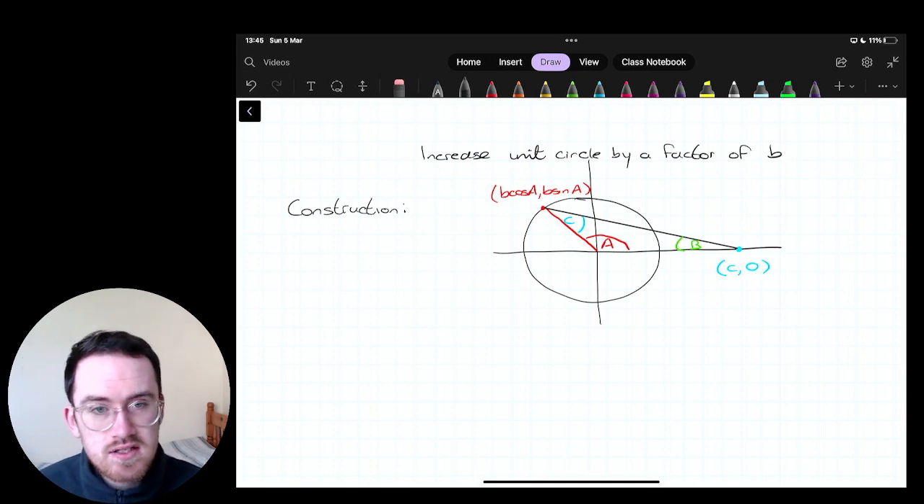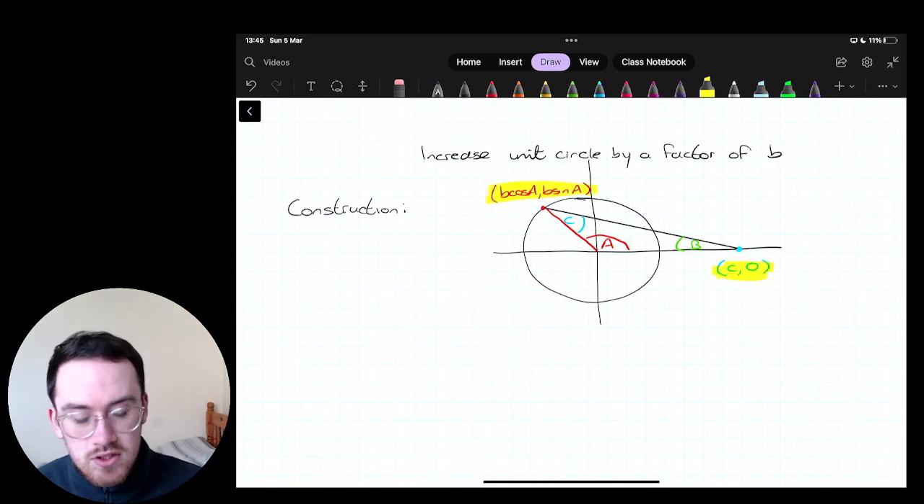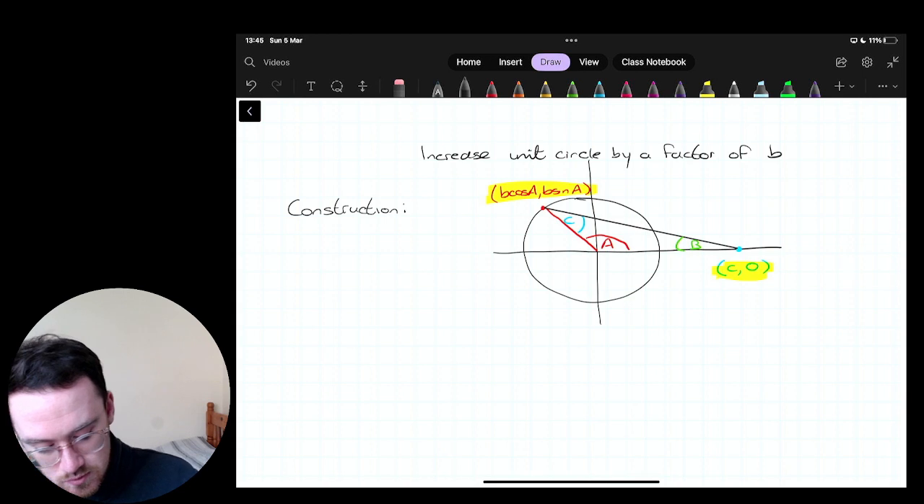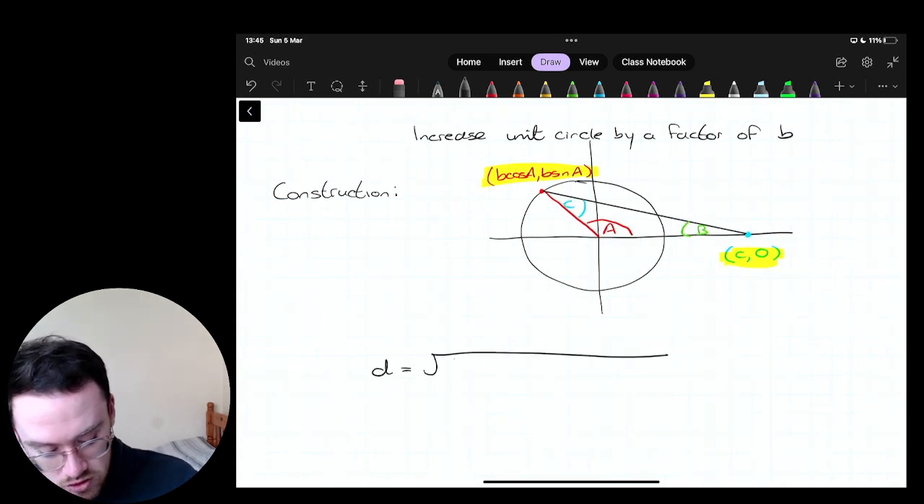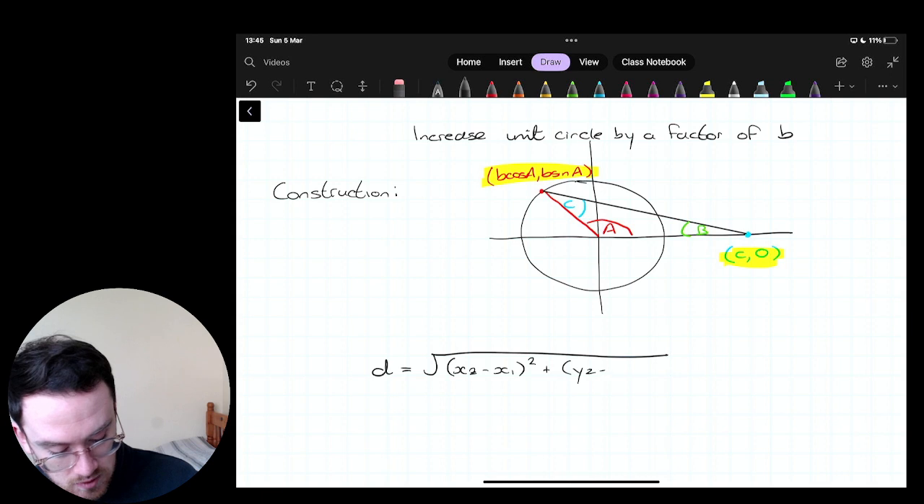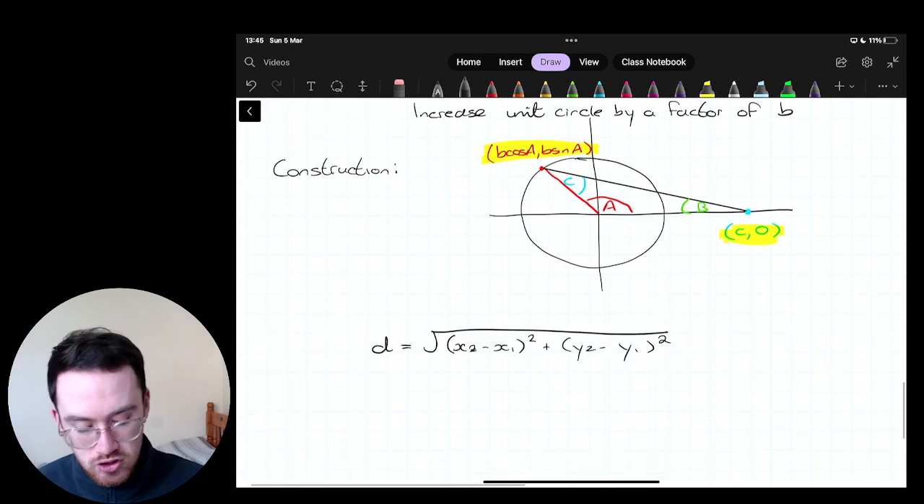We need to use some of the information that we have, and the best thing we can use here is the distance between these two points: the point here and the point (c, 0). That's what we're going to start with. To do that, we're going to use our coordinate geometry. We should remember that the distance between two points is the square root of (x2 minus x1) squared plus (y2 minus y1) squared. That's in your log tables anyway, but it's one you should remember from Junior Cert.